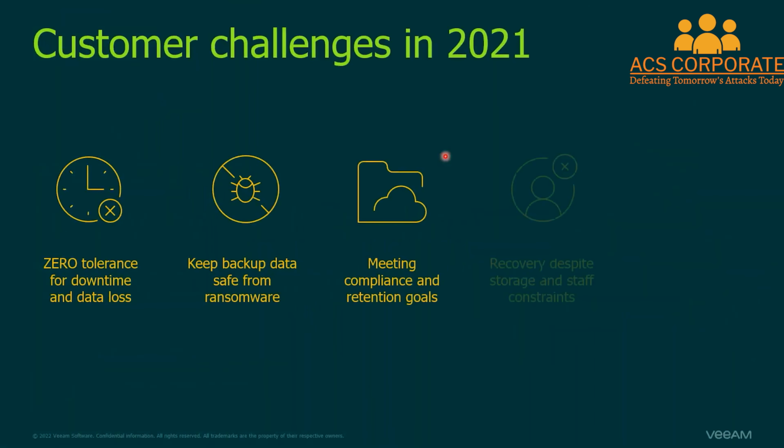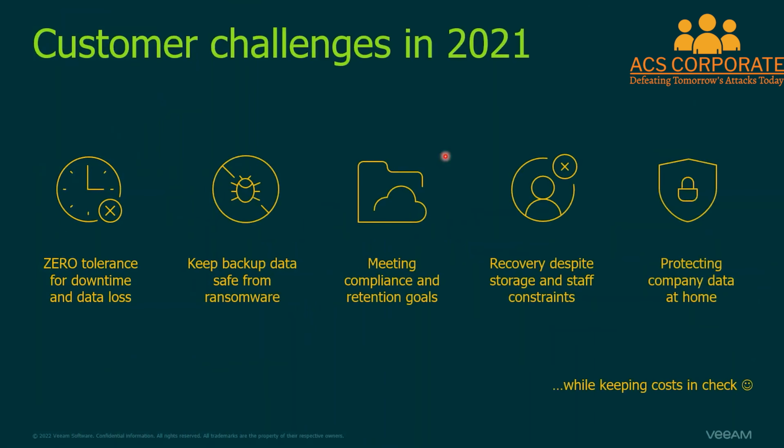So what we have really seen in 2021 when it comes to customer challenges is, of course, zero tolerance for downtime and data loss. We can really do this using our continuous data protection policy, leveraging VMware and all of that. You're able to use that CDP policy to get up to a 2-second RPO when it comes to real-time replication. Here, keeping backup data safe from ransomware.